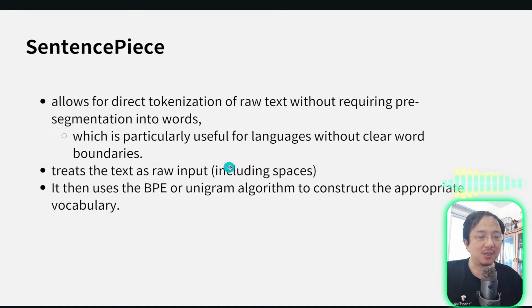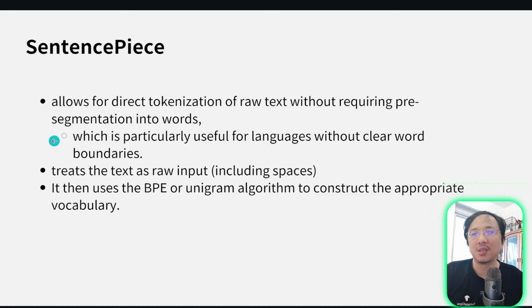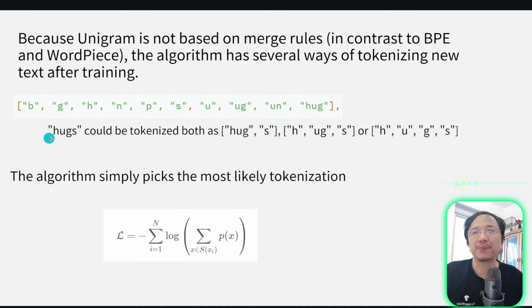That means Chinese, Japanese, Korean, CJK languages, and other languages as well. They have compound sentence-word-type languages that we saw before. So that's SentencePiece. Unigram is usually used with SentencePiece.